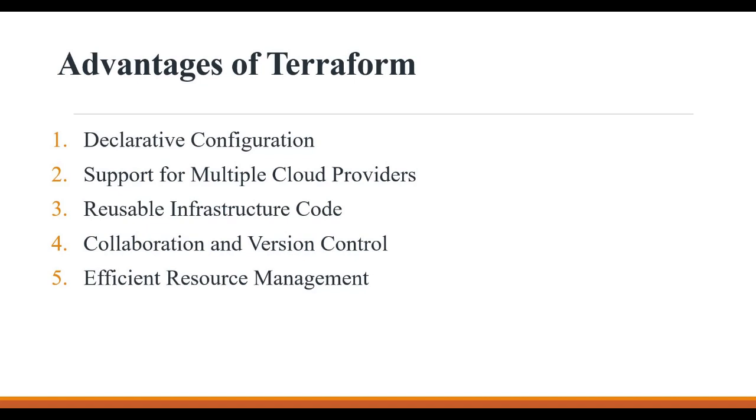The first is declarative configuration. Terraform uses a declarative configuration language, which means users define the desired state of their infrastructure resources and not the specific steps required to achieve that state. It's easier to understand and manage complex infrastructure deployments. Whatever deployment we make, it's easy to understand. And support for multiple cloud providers.